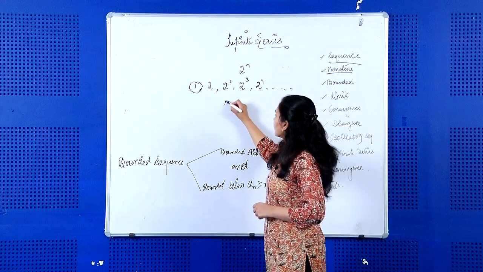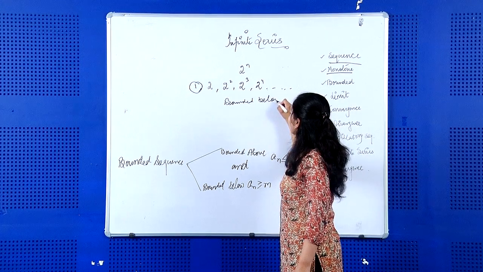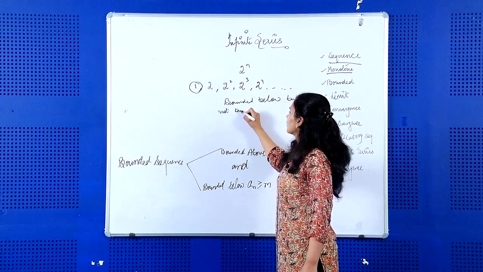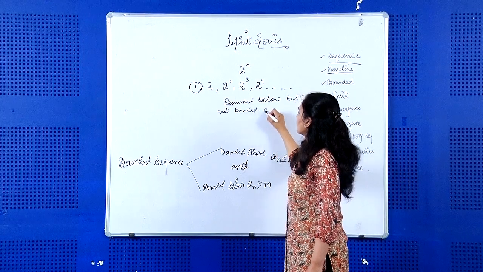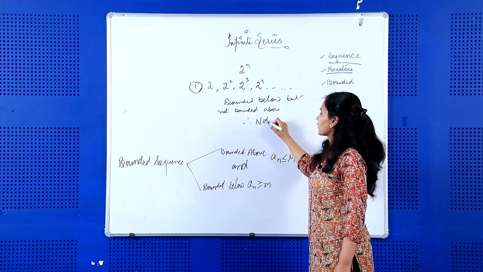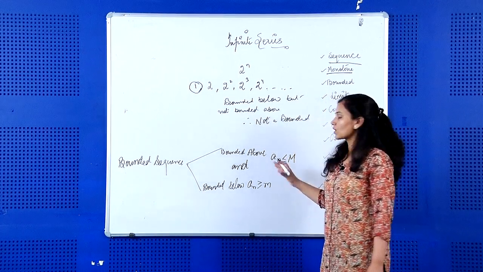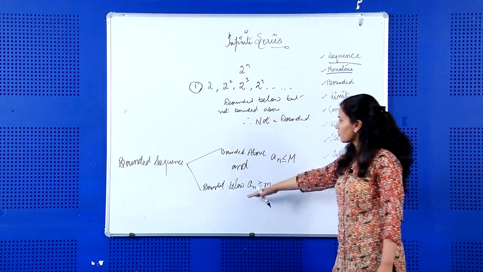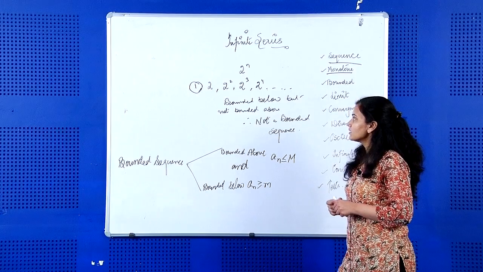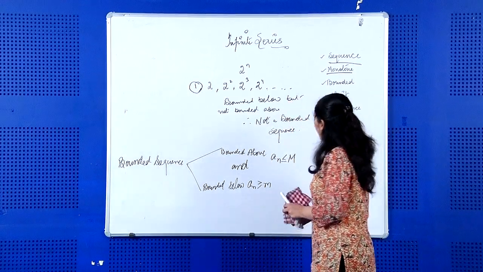It is bounded below but not bounded above. Therefore it is not a bounded sequence. Because for a bounded sequence, the sequence has to be both bounded above as well as bounded below. So this is not a bounded sequence since we are not having any upper limit there. So this is a bounded sequence.